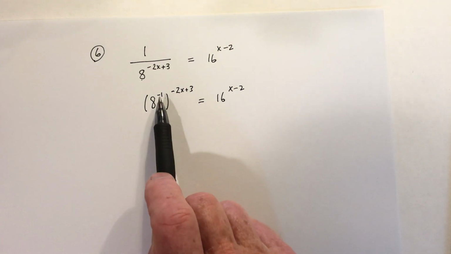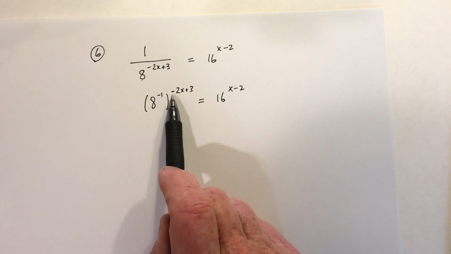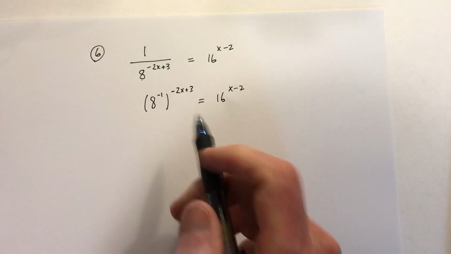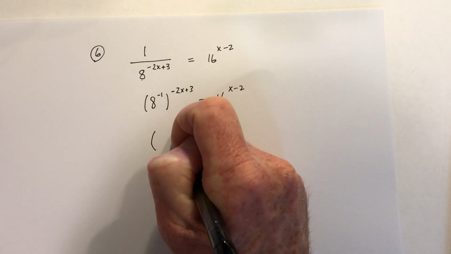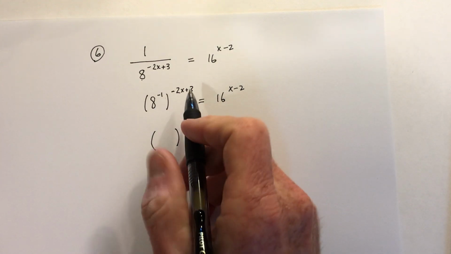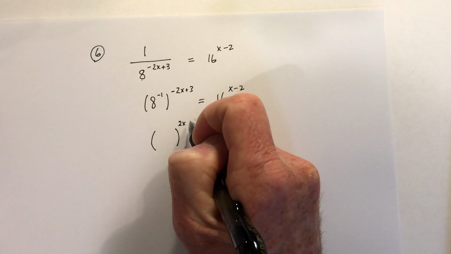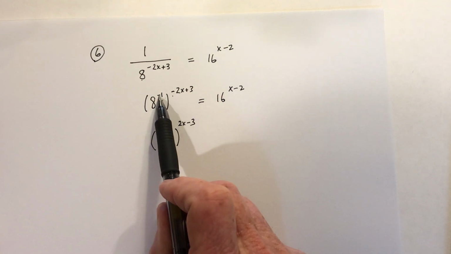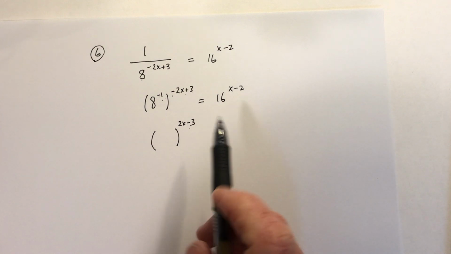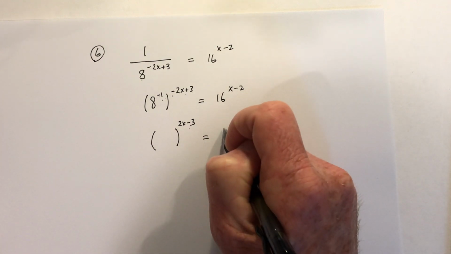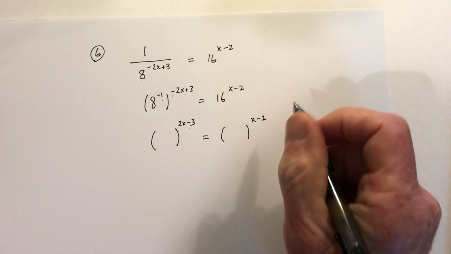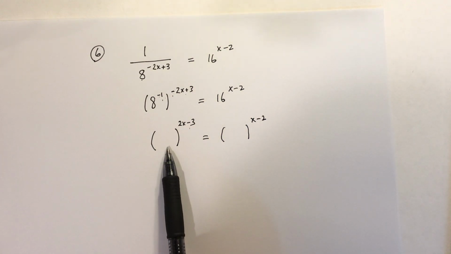Okay, so in here I can multiply these two, which is going to make this a positive 2x plus 3. So distributing the negative makes it positive 2x. I think I just said plus 3. I meant to say positive 2x minus 3. And this one, its exponent is x minus 2. And why am I leaving blanks? Because I need the bases to be the same.